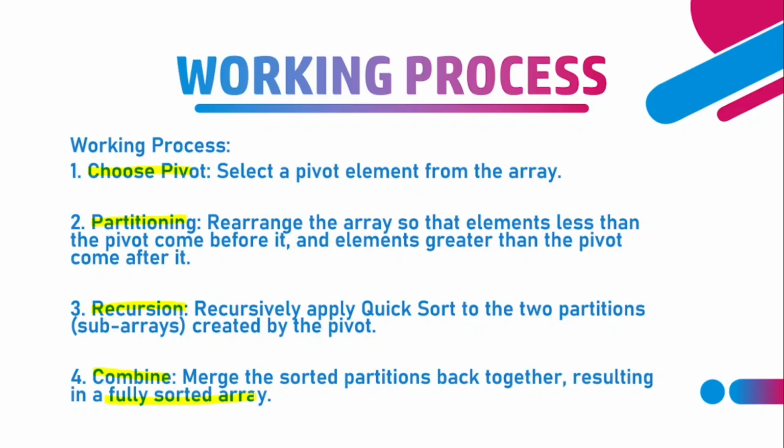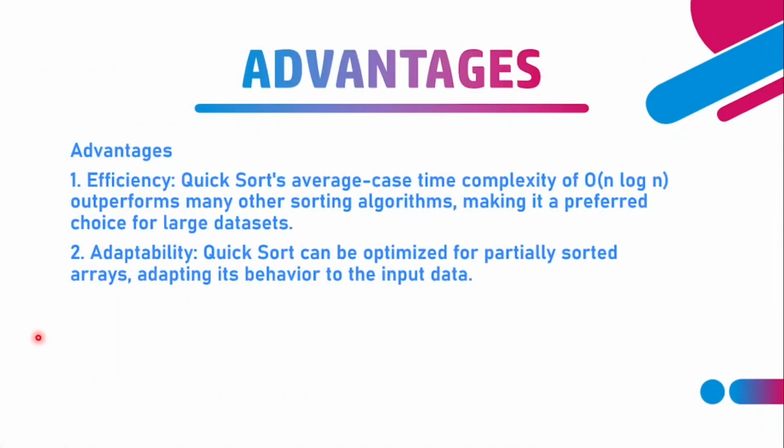Let's take a look at some of its advantages. The first advantage is efficiency. Quicksort's average time complexity is big O of n log n, which is better than many of the sorting algorithms. But the point to note here is that this time complexity is not consistent. The worst case time complexity of quicksort is big O of n square, unlike merge sort, which we discussed just now, which has a consistent time complexity of big O of n log n. But still, it is better than many of the sorting algorithms in terms of time complexity, which makes it a preferred choice for large datasets.